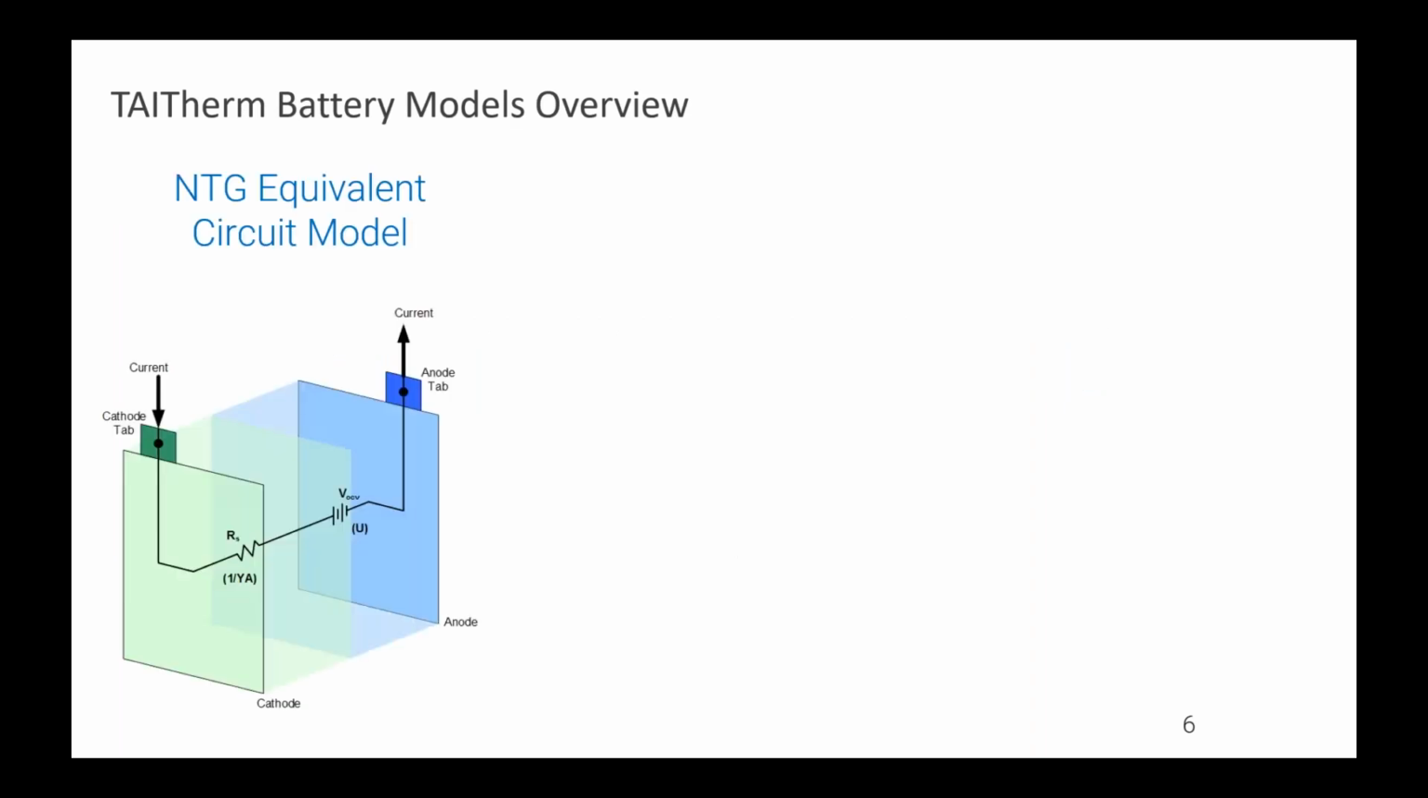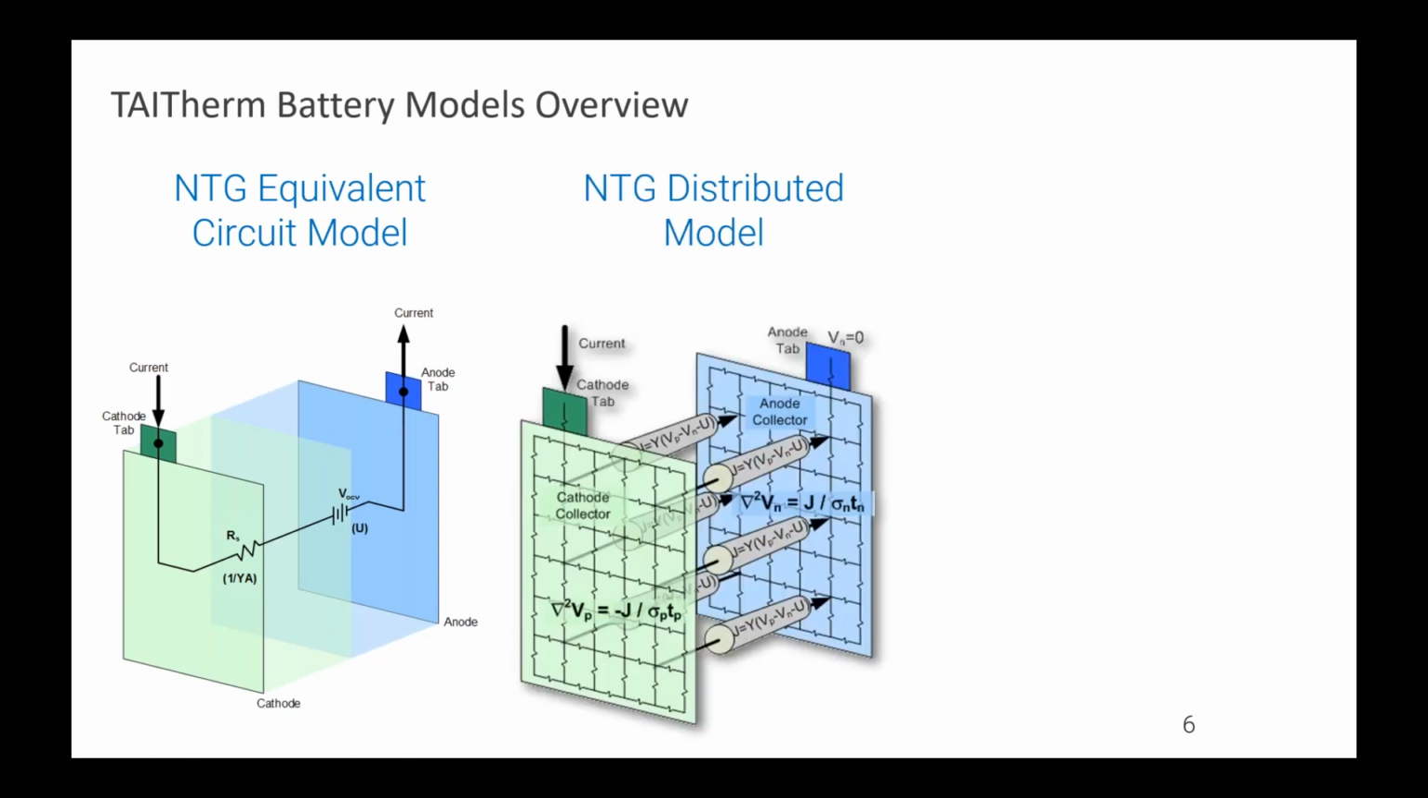We have 3 different models that are available. The simplest one and easiest to derive is the NTG equivalent circuit model. It's very common. It's also fairly simple. It's just a voltage potential and an internal resistance in series inside the cell. Just a simple electrical equation.